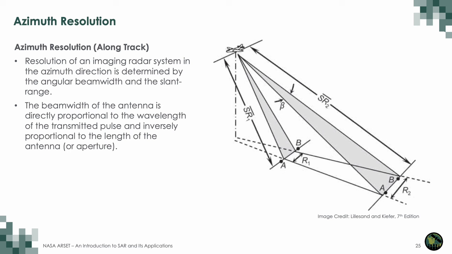So this figure is an example of azimuth resolution for a real aperture radar. Azimuth resolution is determined by the angular beam width of the antenna and the slant range. Note the projection of the antenna beam on the ground. As the antenna beam fans out with increasing distance from the aircraft, the azimuth resolution deteriorates.